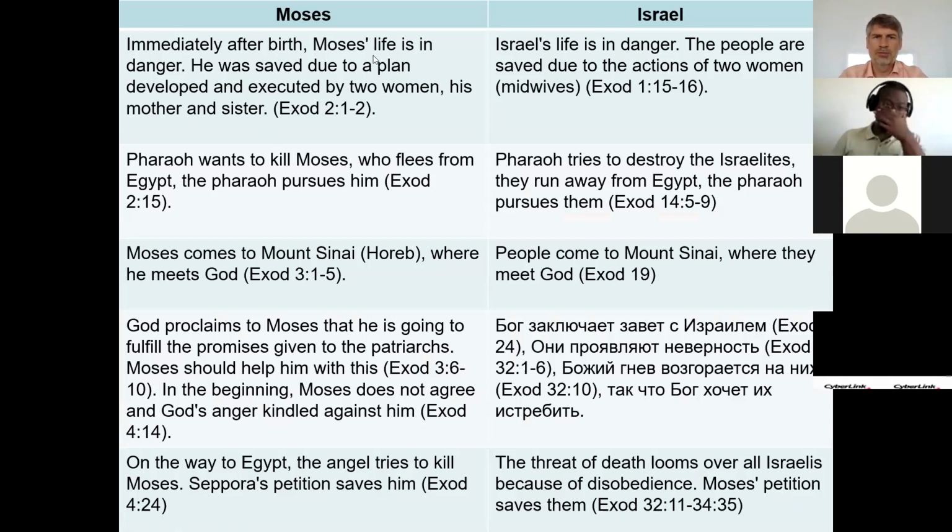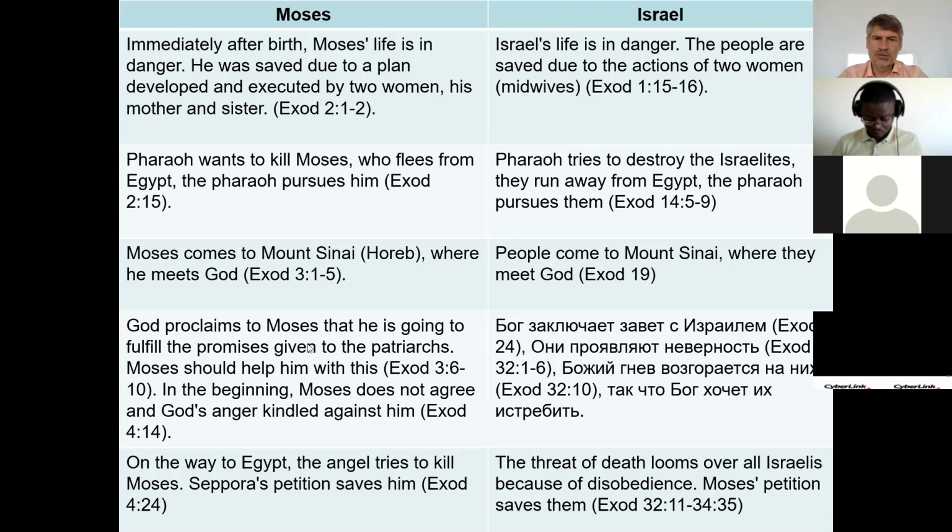Immediately after birth, Moses' life is in danger. He was saved due to a plan developed and executed by two women, his mother and sister. Israel's life is in danger in the beginning of the book. The people are saved due to the actions of also two women, midwives. Pharaoh wants to kill Moses, who flees from Egypt, and Pharaoh pursues him. Pharaoh tries to destroy the Israelites. They run away from Egypt, and again Pharaoh pursues them. Moses comes to Mount Sinai, Horeb, where he meets God. People come to Mount Sinai, where they meet God.